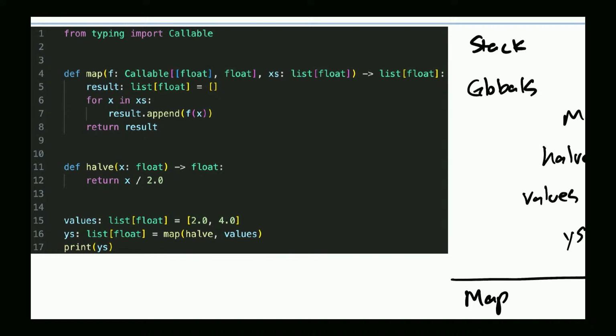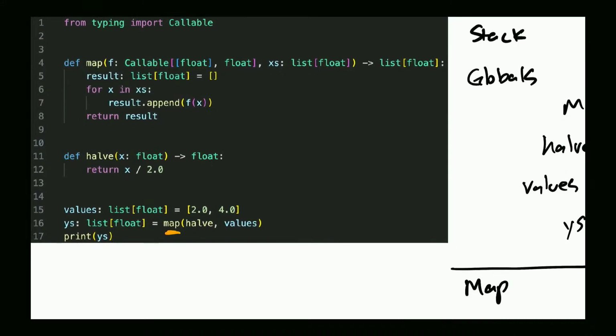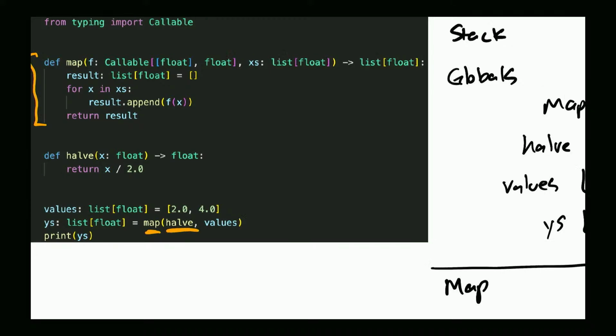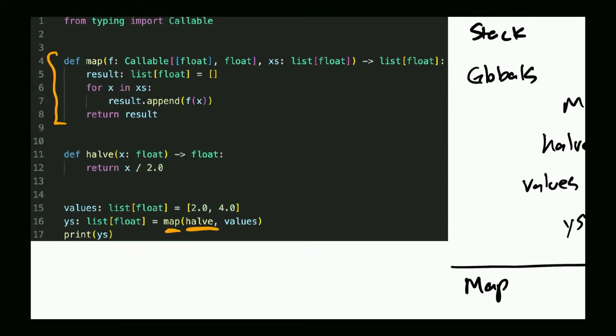So again, we ask, do we know what map is? Yes, map is ID 0. That's, of course, this function defined here. And then we check, do the types of our arguments correspond to the types of its parameters? So have, we look up, have is ID 1, right? So that's type callable from float to float. That does check out. Have does satisfy this callable type definition, so great.